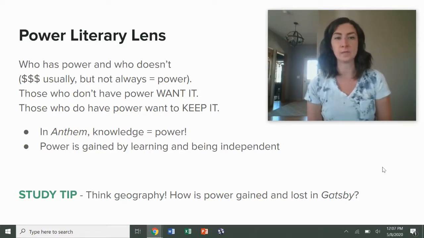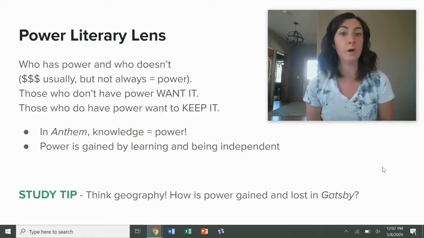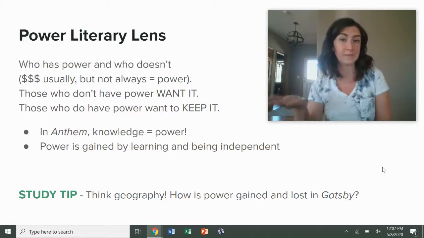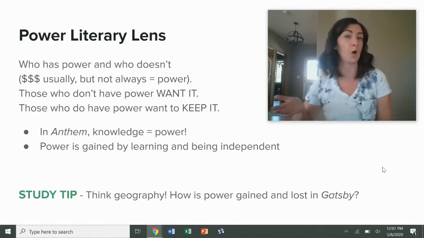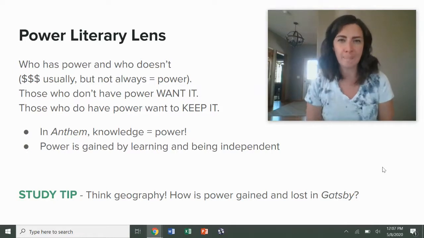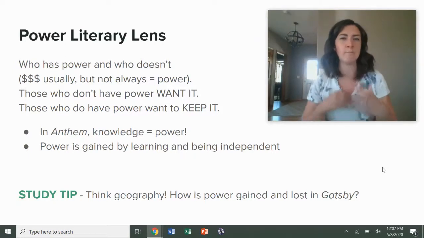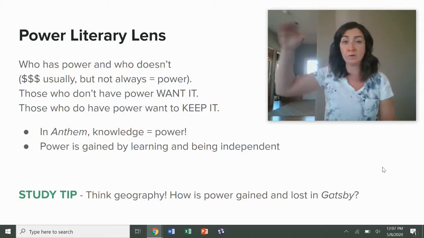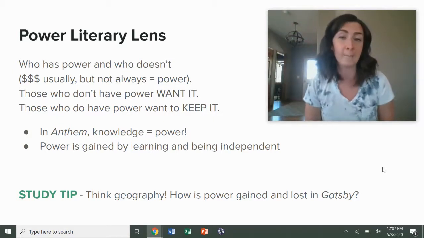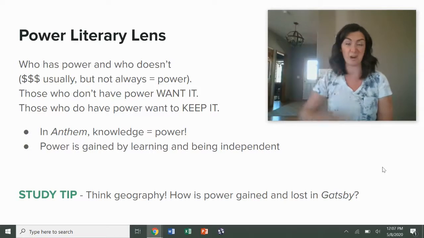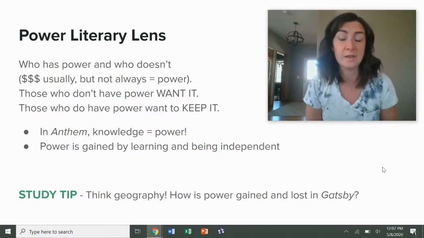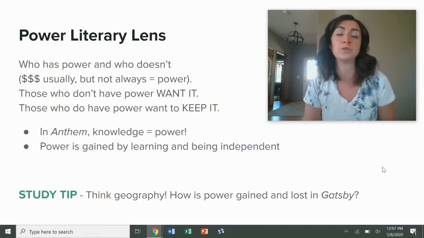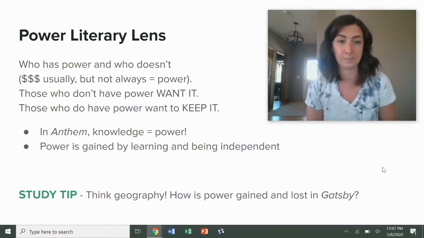This lens assumes that those who don't have power want to have power. So if you have a powerless character, that character is always trying to climb up that power ladder to gain more and more and more power. This lens also assumes that people who already have power and they're up at the top of that power ladder, they want to stay there. They're in a pretty good position. So we might consider how they want to stay in that powerful position.